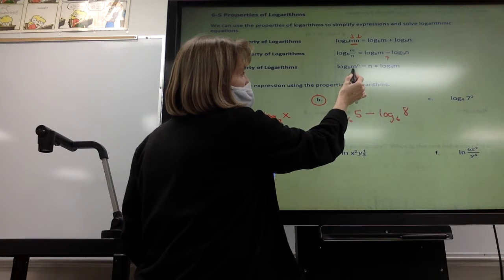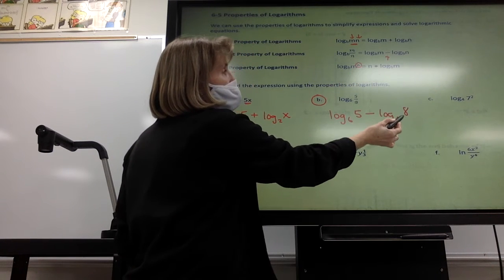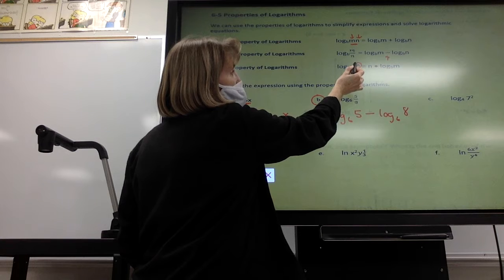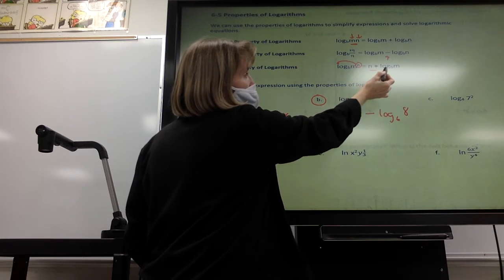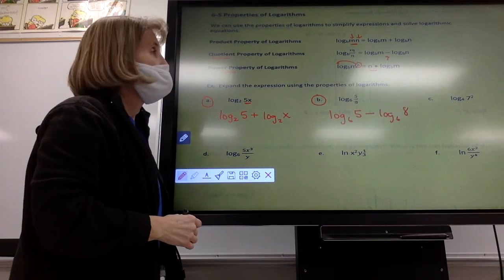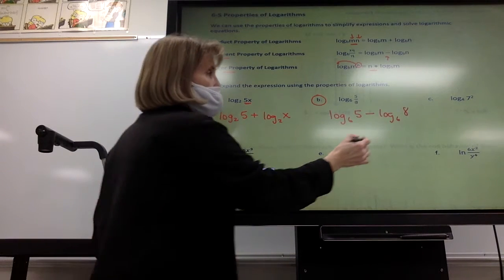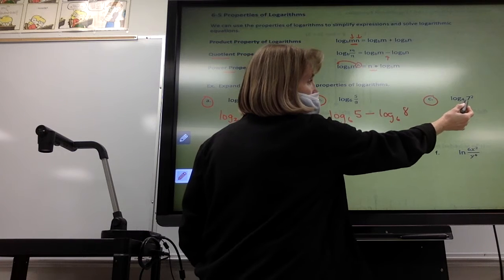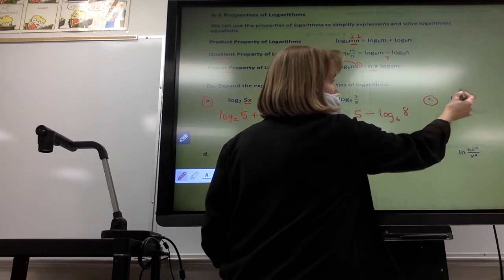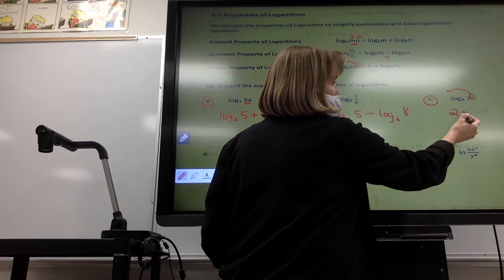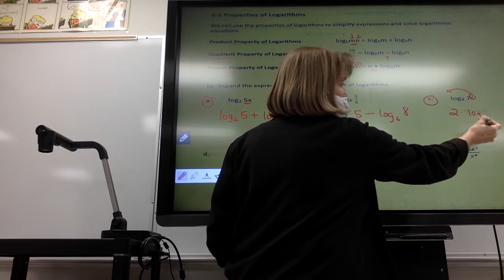And then the last one is the power property. If it's the log base b of m raised to a power, you've got an exponent there, that exponent just comes out front. It becomes a multiplier. So it'd be n times the log base b of m. That's letter C. Log base 4 of 7 to the second power. That's an exponent, so I'm going to bring that up front and say 2 times log base 4 of 7.